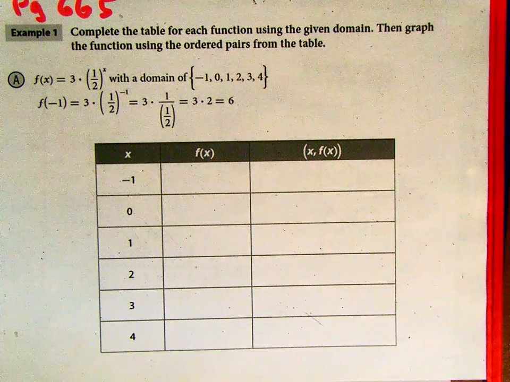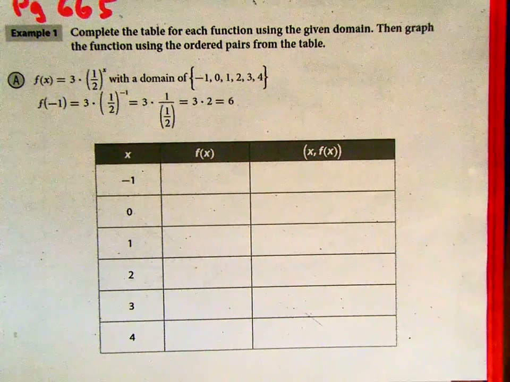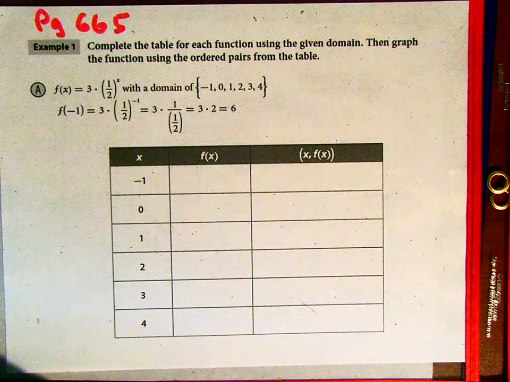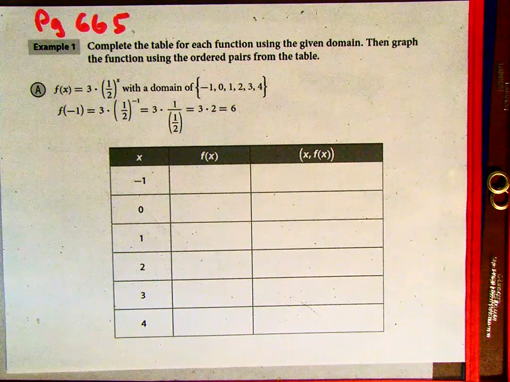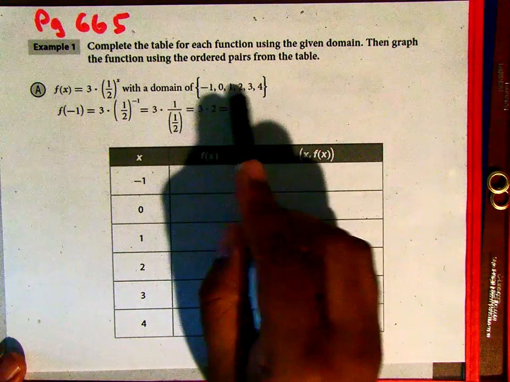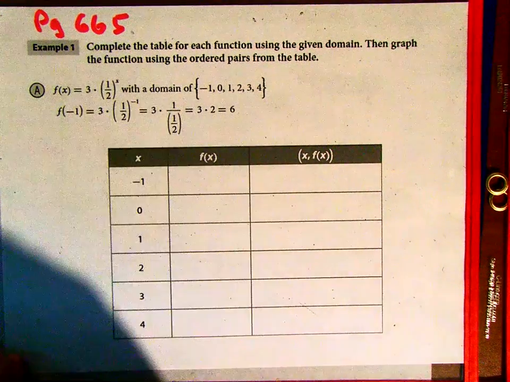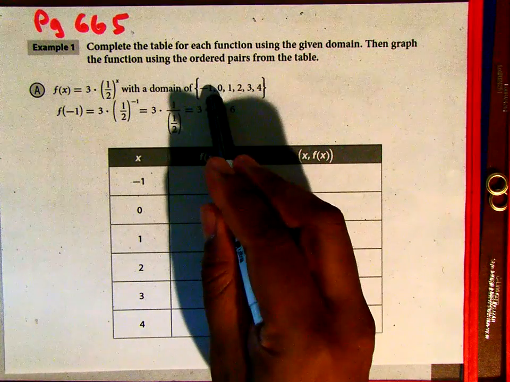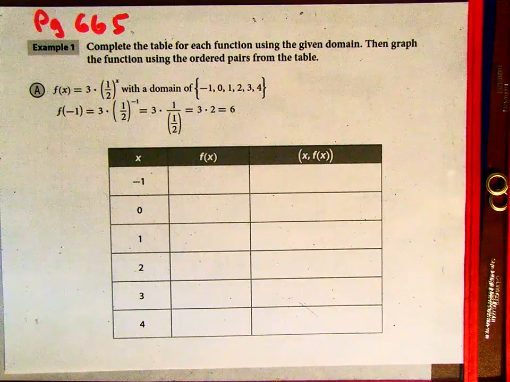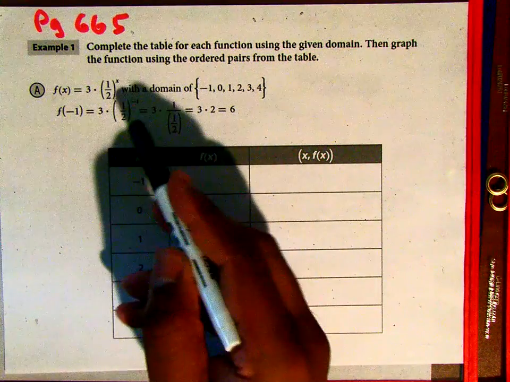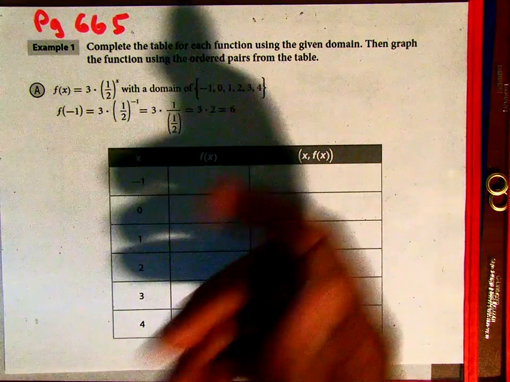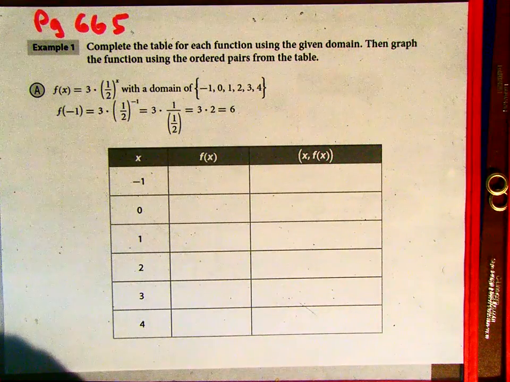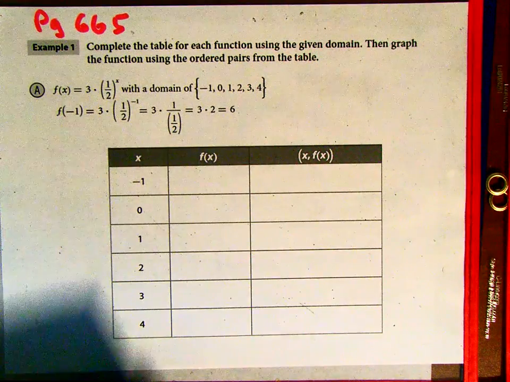All right, so in this example here, it says complete the table for each function using the given domain. Then graph the function using the ordered pair from the table. So what you want to do is take the domain that's given and plug it into the function, just like we've always done with any function. And then they did the first one for you here, where they plugged in -1 for x, and then they drop your base into a denominator, or you can flip it, multiply by 3, and then you got 6. What I'm going to do is show you how to put it in the calculator.